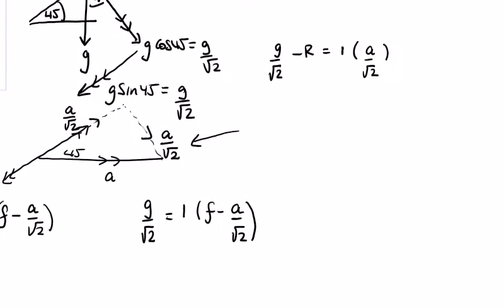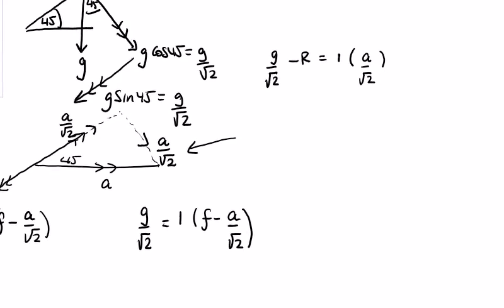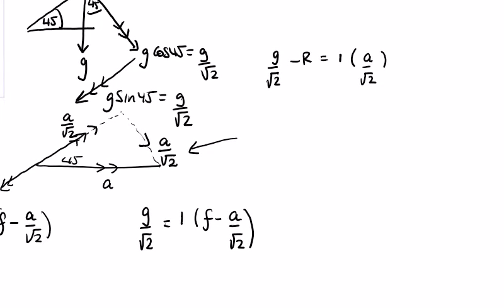Not sure what I need to multiply them by. If I multiply them by root 2, I'm going to get root 2 on the F. So I might just leave it for now. I'll leave it at these two for now.